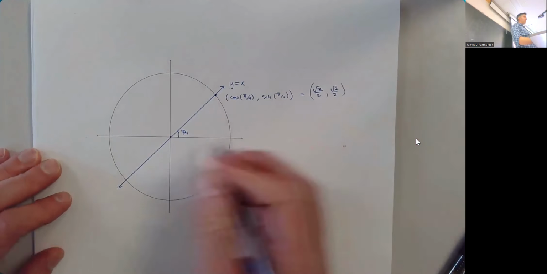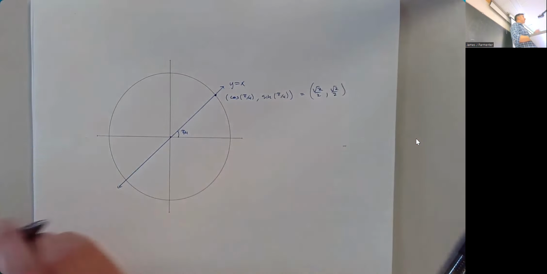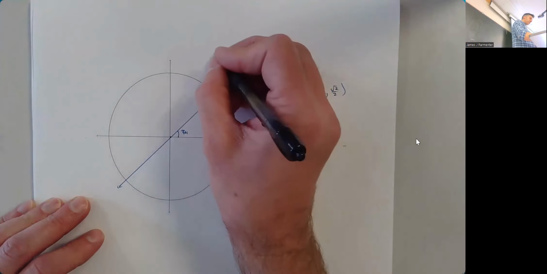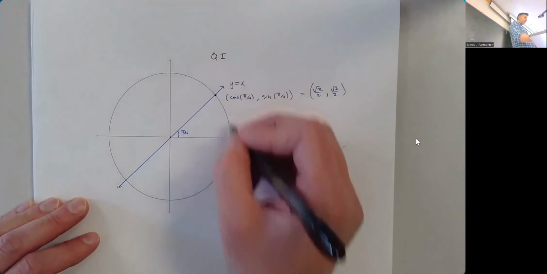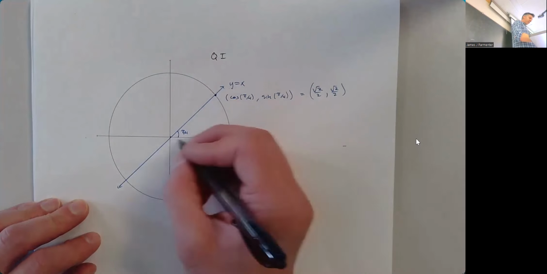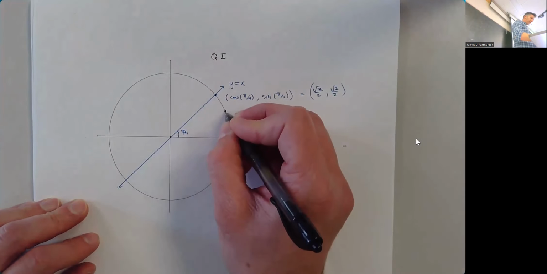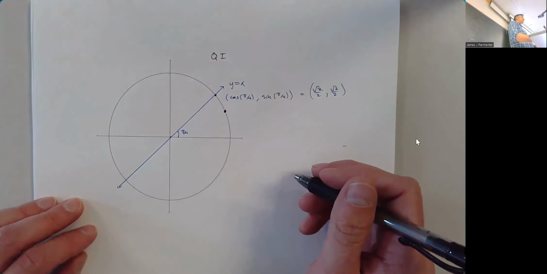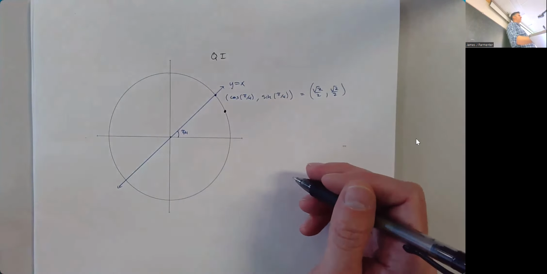I don't want to say a whole lot about the unit circle because it gets kind of bogged down. But what I want to point out is in this first quadrant, down here, which coordinate is bigger? If I pick a point right there, is the x coordinate larger or is the y coordinate larger? Well, have I gone further right or further up?